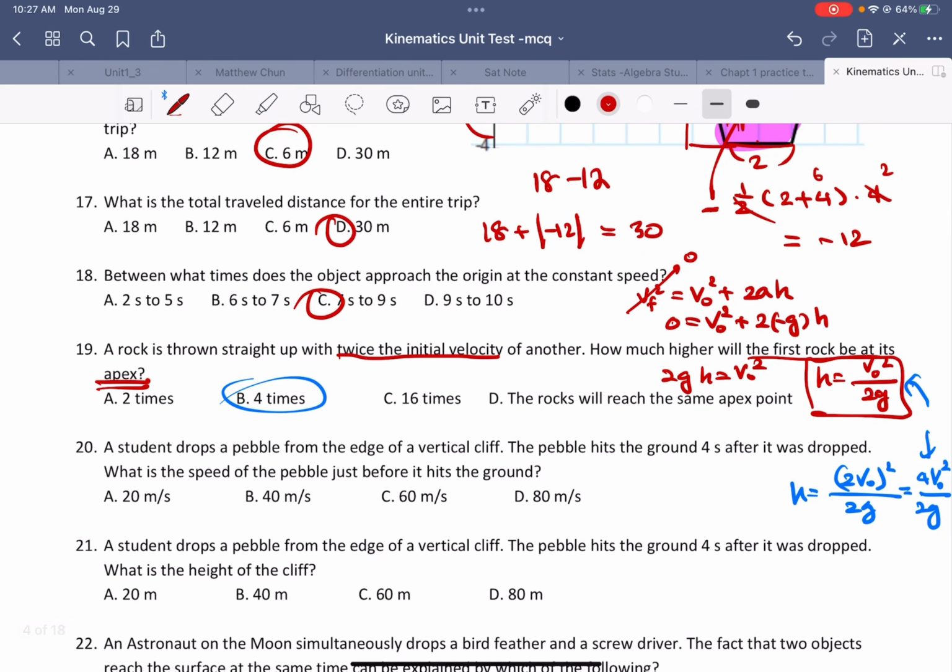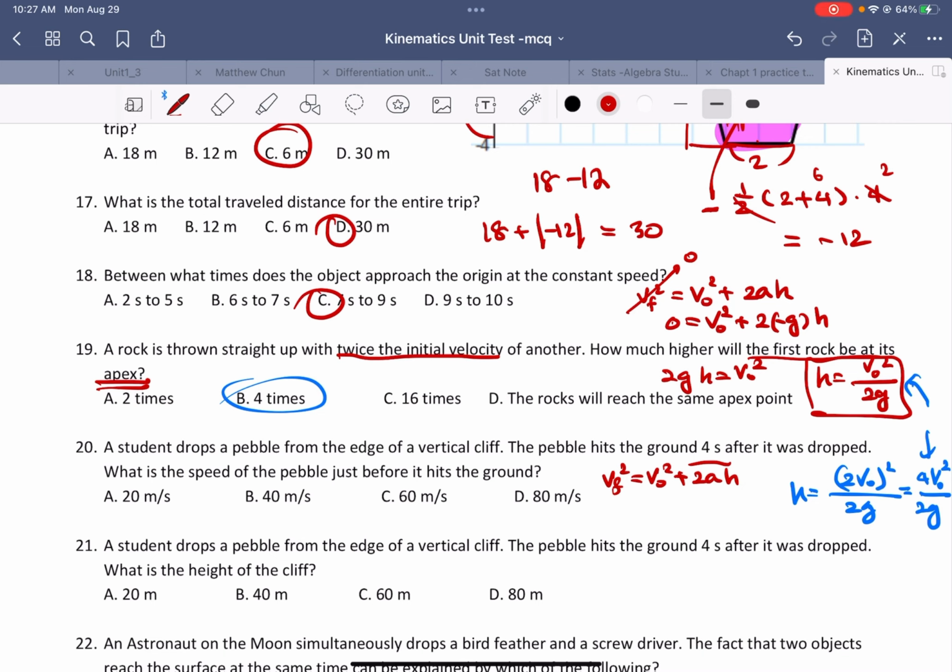Number 20, a student drops a pebble from the edge of the vertical cliff. The pebble hits the ground 4 seconds after it was dropped. What is the speed of the pebble just before it hits the ground? So what formula would you use for this one? You can use the same formula as before: V final squared equals V initial squared plus 2A height.